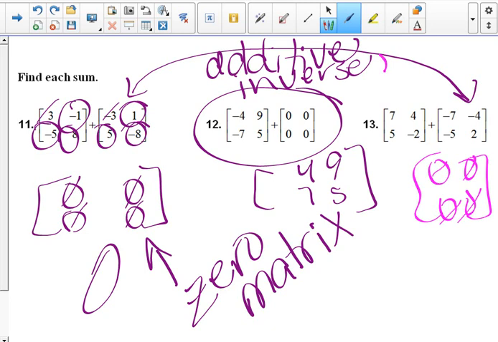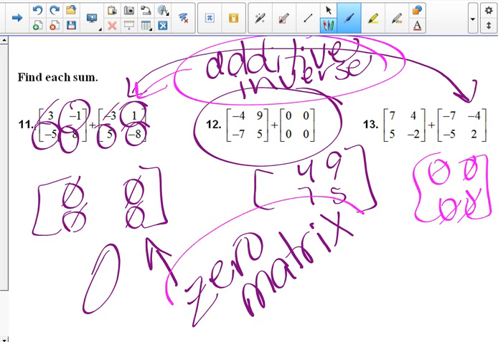So the two terms here was additive inverse. It's what you add that turns everything to 0. And 0 matrix is just a matrix full of zeros, and it's denoted with the slanted capital O. Okay?